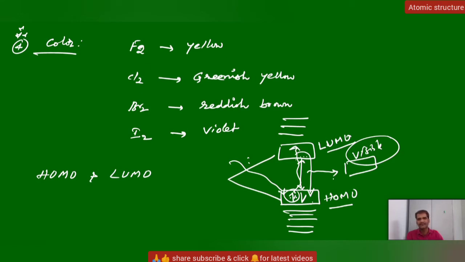In the case of fluorine, chlorine, bromine, iodine, the HOMO-LUMO gap order is like this. Here fluorine has the largest gap due to higher electronegativity, then chlorine, bromine and iodine. And this is the HOMO-LUMO gap. We know that if the gap is more, the intensity of color is less. That is why yellow means less intense color, violet means more intense color. So iodine can show a more intense color than fluorine.